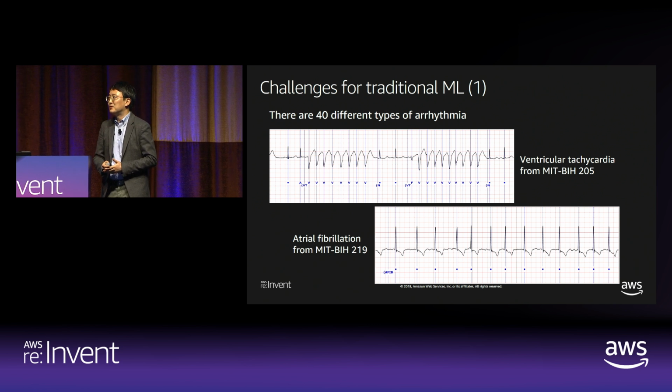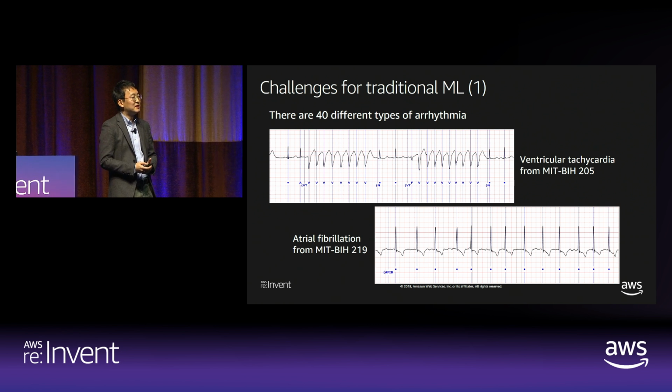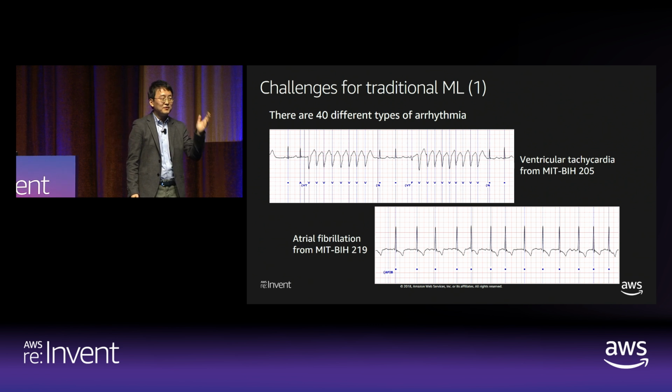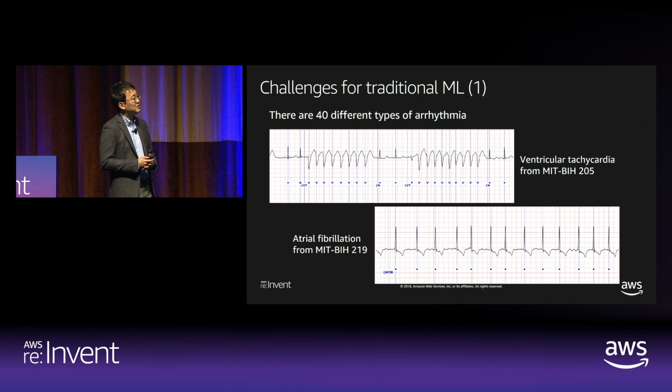So then what are the challenges for traditional machine learning? In other words, why do we apply deep learning instead of traditional machine learning here? There are at least 40 different types of arrhythmia. The top one shows ventricular tachycardia, which is marked as V in each heartbeat, and N for the normal heartbeat. And at the bottom, you can see atrial fibrillation, which is also called AFib. You can see that the intervals between the heartbeats are irregular. We call this one AFib.